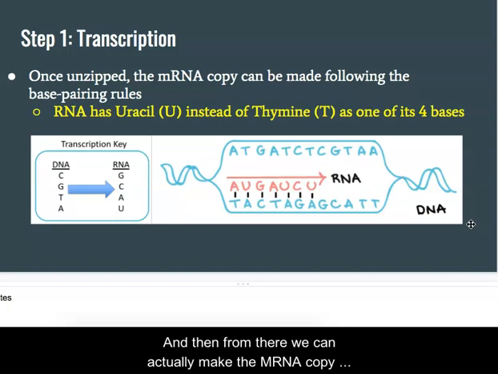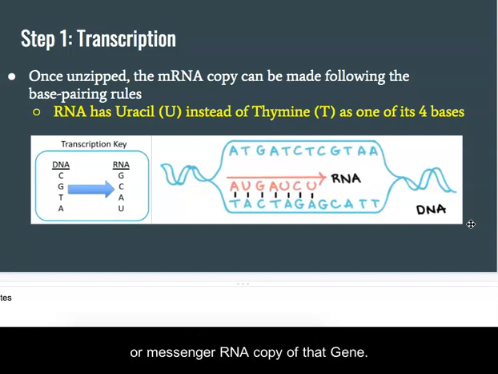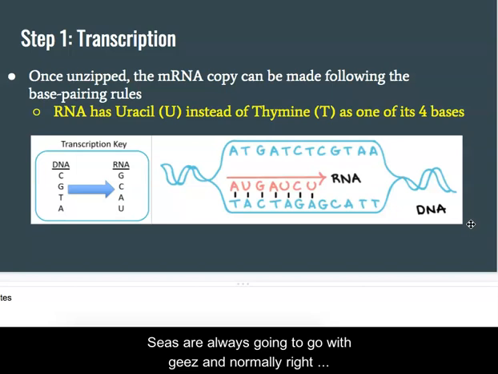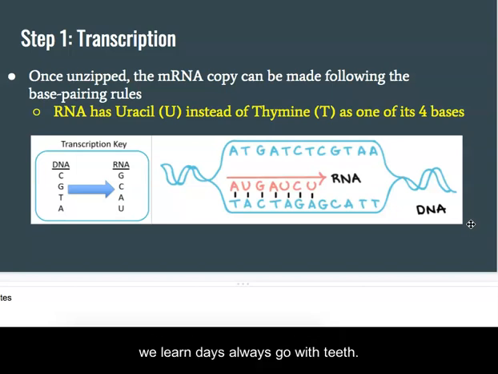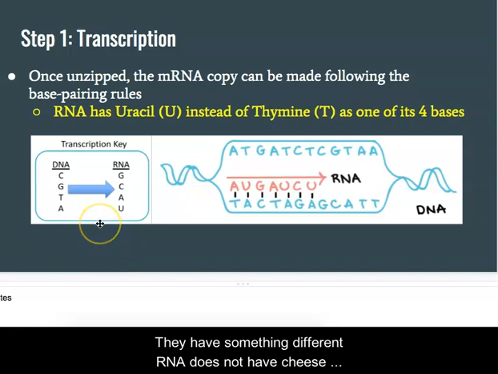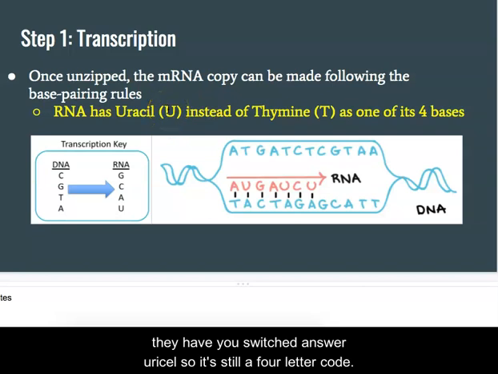And then from there, we can actually make the mRNA copy or messenger RNA copy of that gene. And to do this, we follow the same basic pairing rules that you learned with DNA. C's are always going to go with G's. And normally, right, we learned A's always go with T's. However, there's a trick. In RNA, they have something different. RNA does not have T's. They have U's, which stands for uracil. So it's still a 4-letter code.